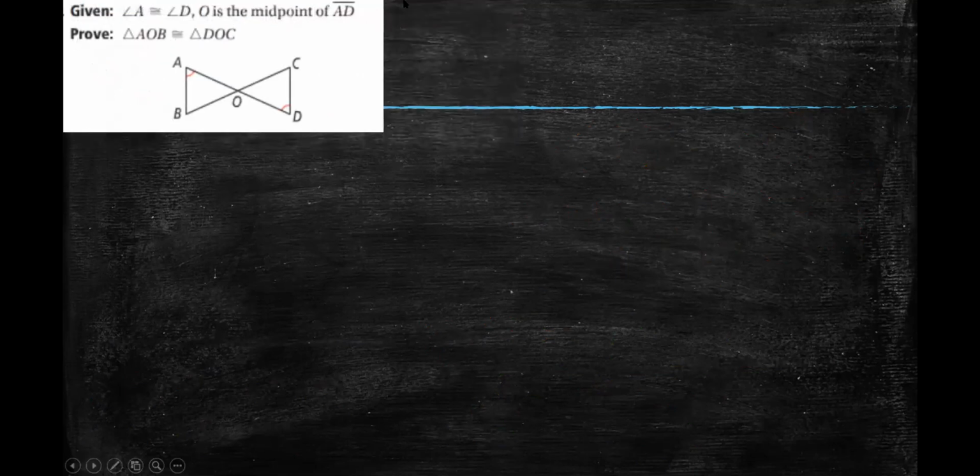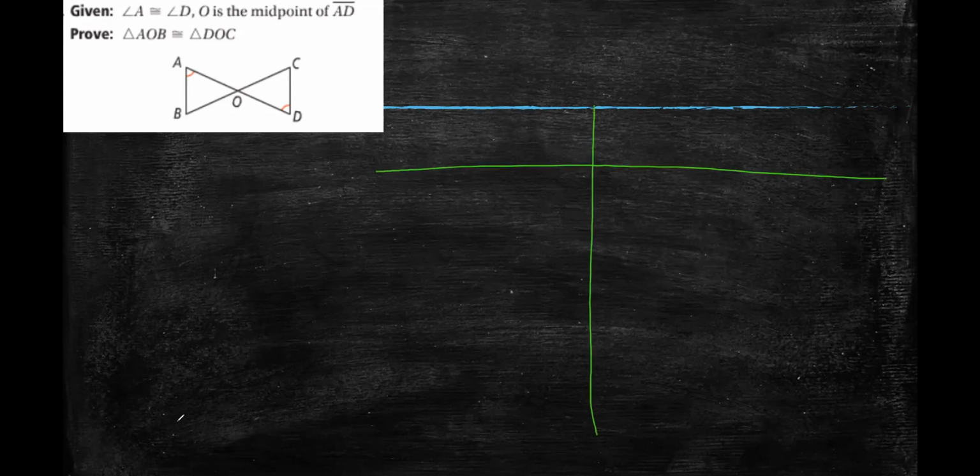Now, look at this question here. In this one, as you see, it's a proof. Given that angle A is congruent with angle D, O is a midpoint of AD, prove that triangle AOB is congruent with DOC. So now in the quiz, I will ask you about the proof of two columns. So you have to say that here we have a statement.